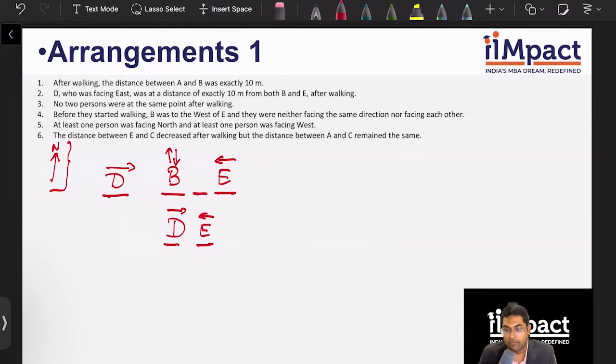D, B, and E were starting. If there was no person between B and E, then D and E would meet at the position that B started, and that is not allowed. Therefore, there has to be somebody between B and E. Okay? All right. So let's just make this properly. So what I know is this is the before. Okay? This is the before.